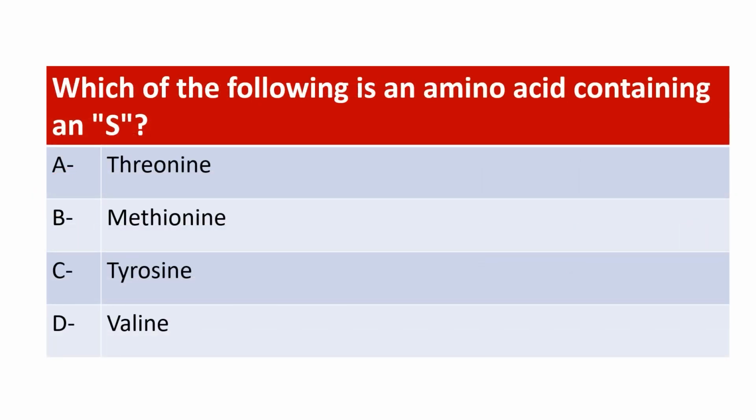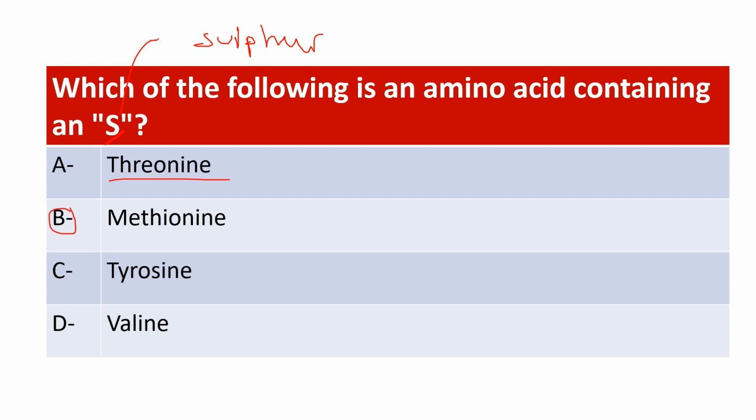Which of the following is an amino acid containing an S? So what is S, my dear friends? It is sulfur. It's an element. So we are looking for an amino acid carrying sulfur in its structure. There are two amino acids carrying sulfur. They are methionine and cysteine. Look at the options. We have the methionine. Thus, the answer is B.